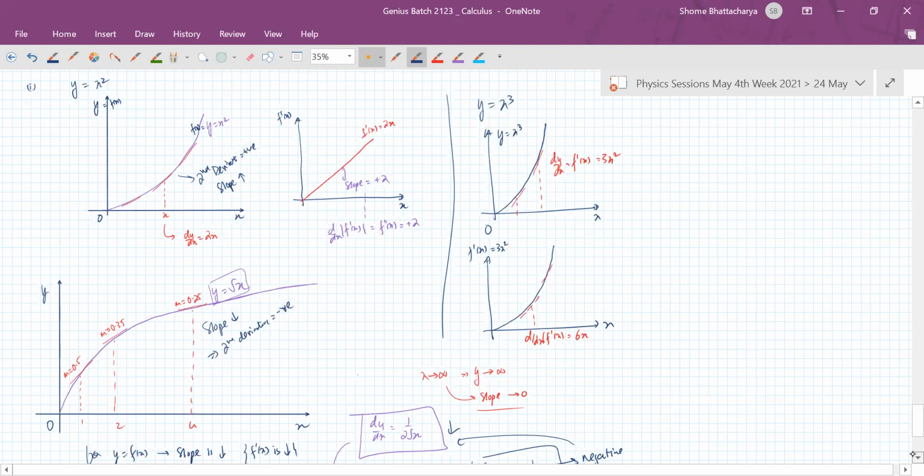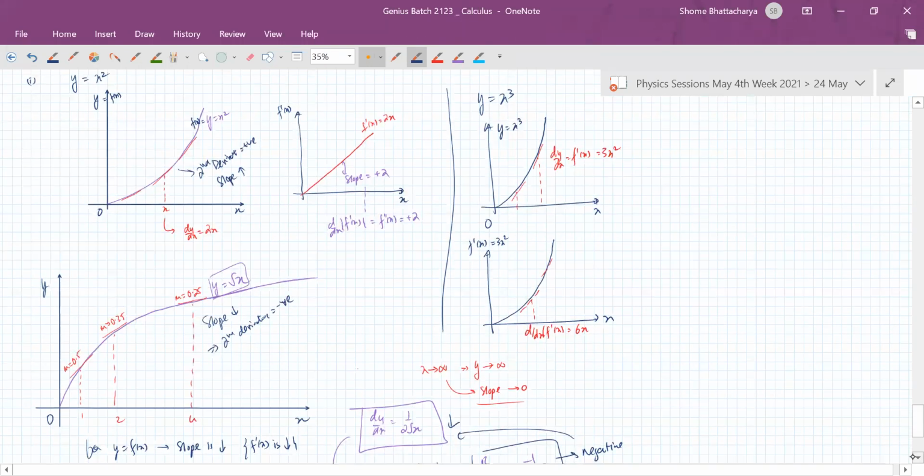Understood now? Y is increasing at a slower rate as compared to x, right? More importantly, we'll say that the rate of change of y is increasing. You understand that the tangent slope is increasing. That happens for which type of shape? This kind of shape. So the rate of change of y with respect to x is increasing. Whereas if I have this kind of shape, y equal to root x, the opposite is happening.